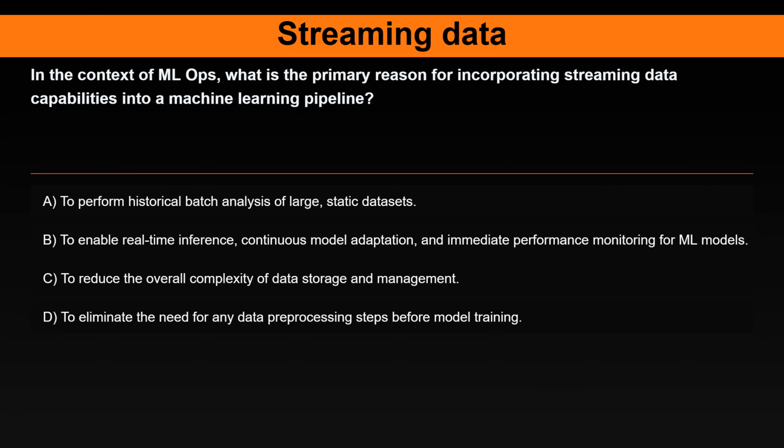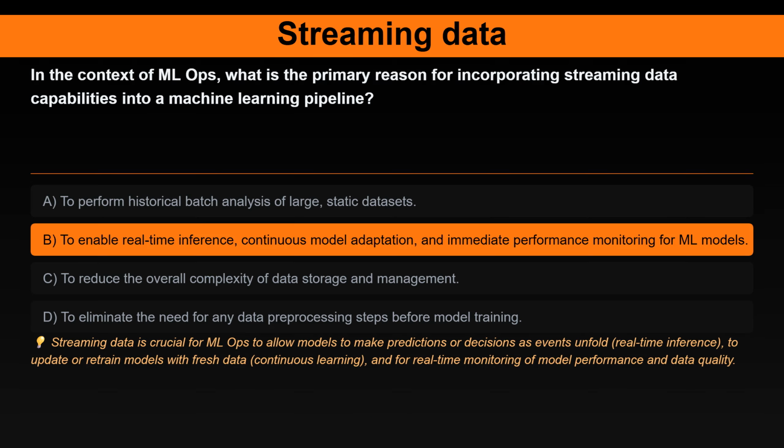Question 19. In the context of MLOps, what is the primary reason for incorporating streaming data capabilities into a machine learning pipeline? Option A, to perform historical batch analysis of large, static datasets. Option B, to enable real-time inference, continuous model adaptation, and immediate performance monitoring for ML models. Option C, to reduce the overall complexity of data storage and management. Option D, to eliminate the need for any data pre-processing steps before model training.